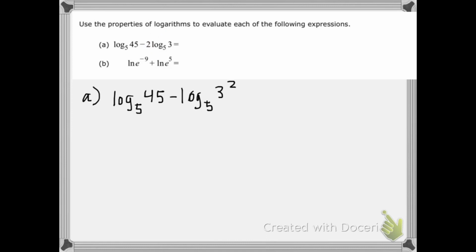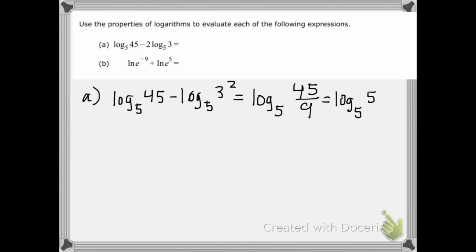From there, it's not too difficult to simplify it to log base 5 of 45 divided by 9. Of course, 3 squared is 9. And using the subtraction property, I can write 45 over 9. And simplifying from there, log base 5 of 5.